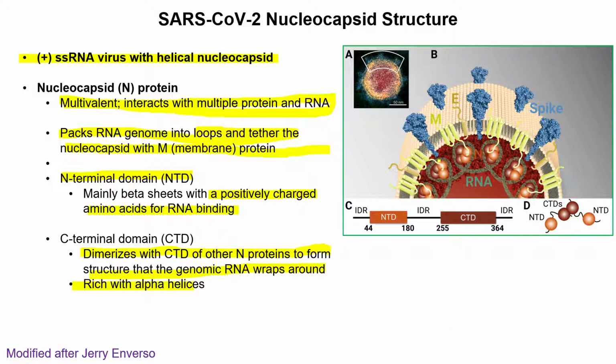And the important part that you can see is that a part of the membrane protein also tethers the N protein, so the genome is properly organized. It is a large genome. You have to properly organize it, otherwise the whole thing is not going to fit. So that's basically your nucleocapsid structure.